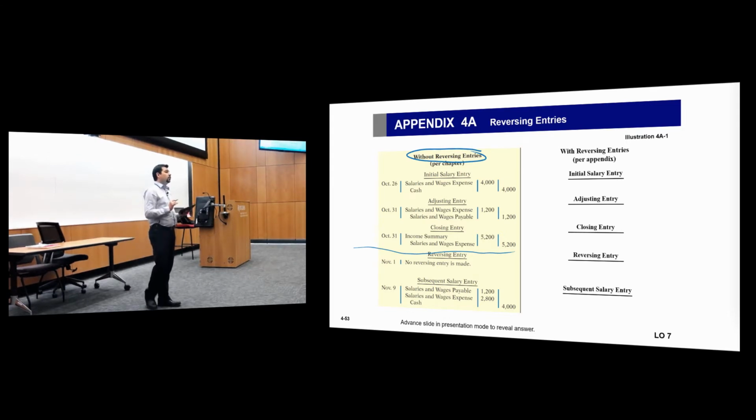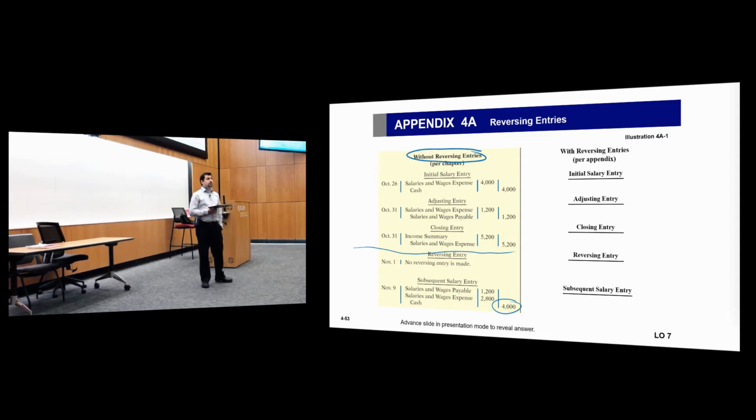So on November 9th, the company will pay still cash. The cash will always be 4,000. Okay? But the distribution of that cash will be part to pay a debt for the accrued salaries. This is salaries and wages payable. And the other part is to recognize the new expense for the 9 days that the employees work in November. Okay? For the days that those employees work in November.